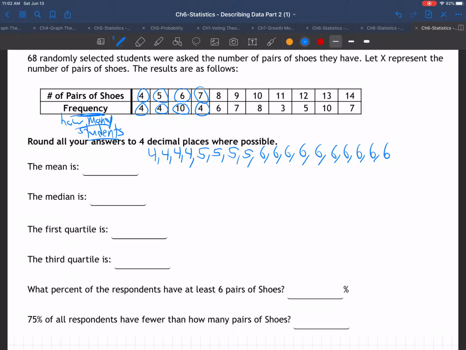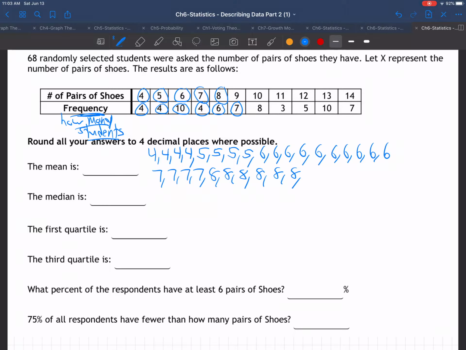4 students have 7 pairs of shoes. Come down here. 6 students have 8 pairs of shoes. 1, 2, 3, 4, 5, 6. By the way, this isn't necessary. I'm just doing this to make it really clear. You don't have to write all these out. I just want to make it super clear.